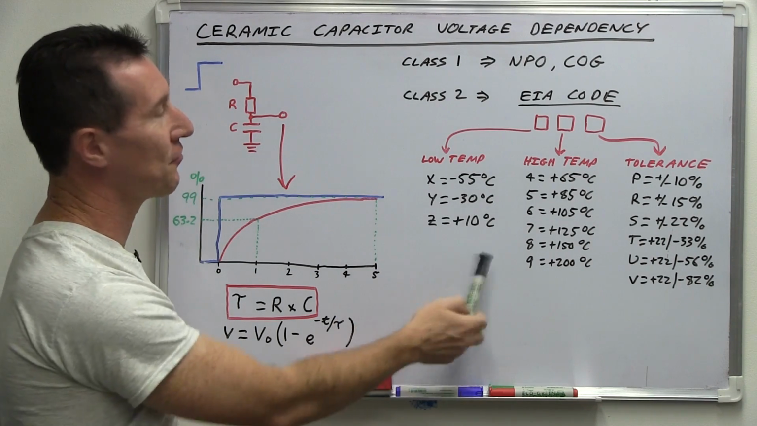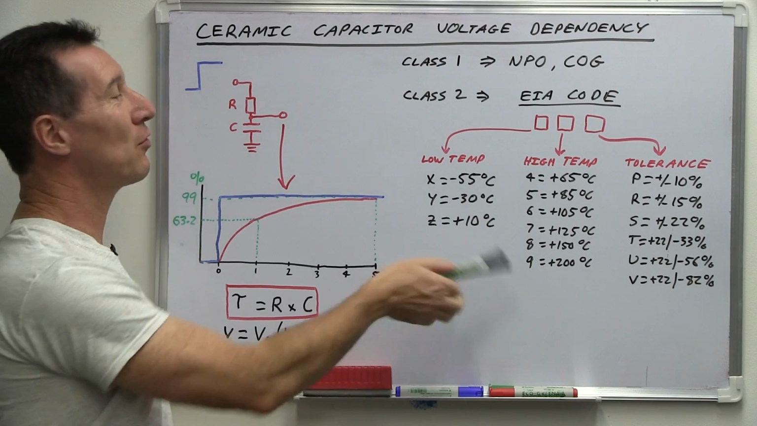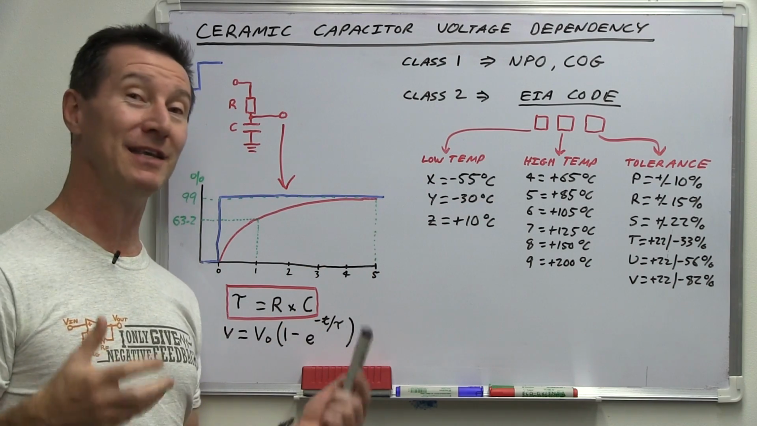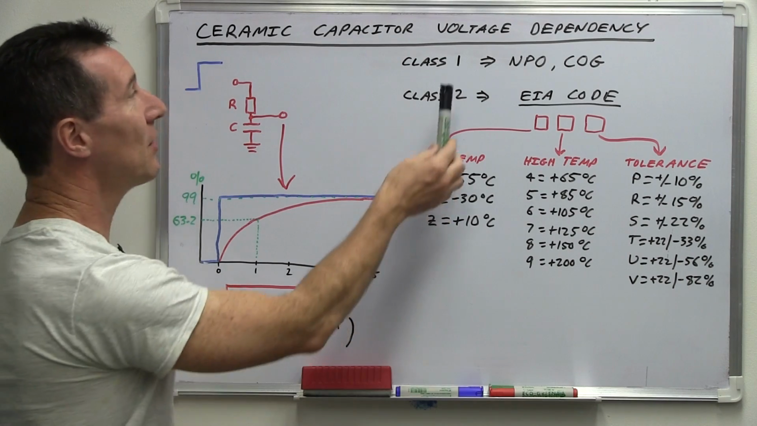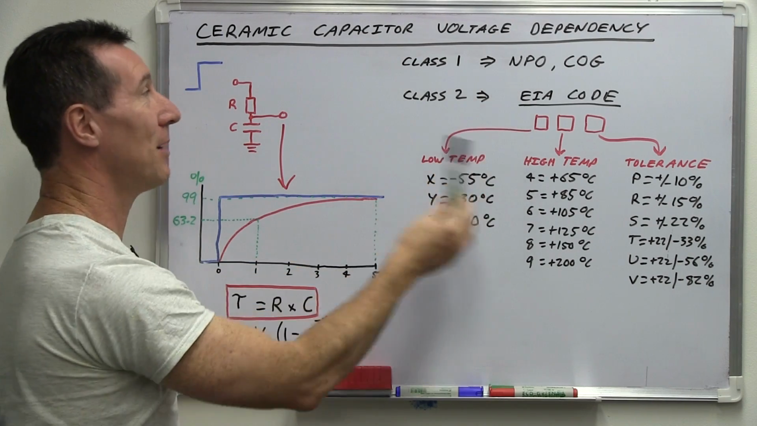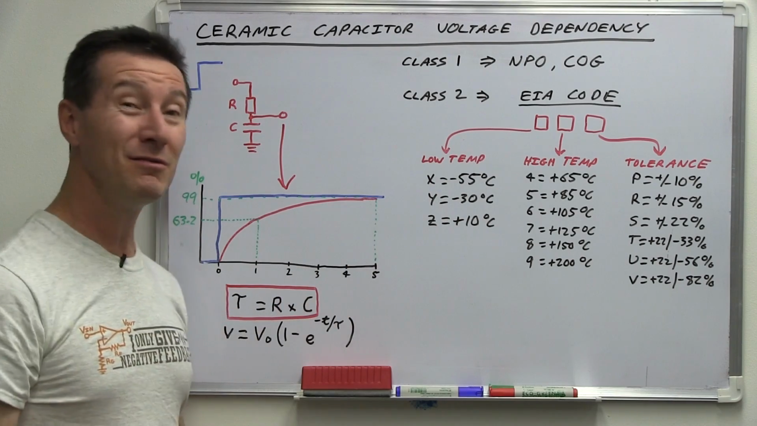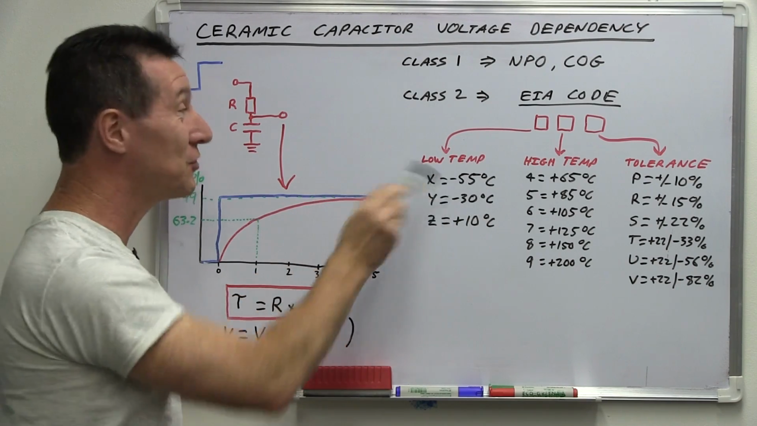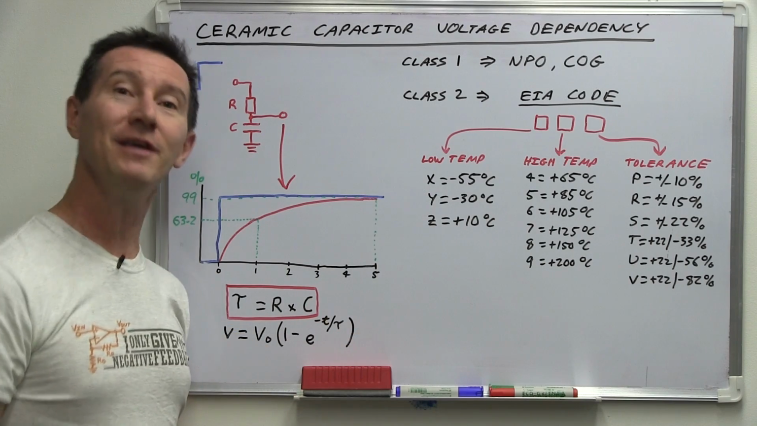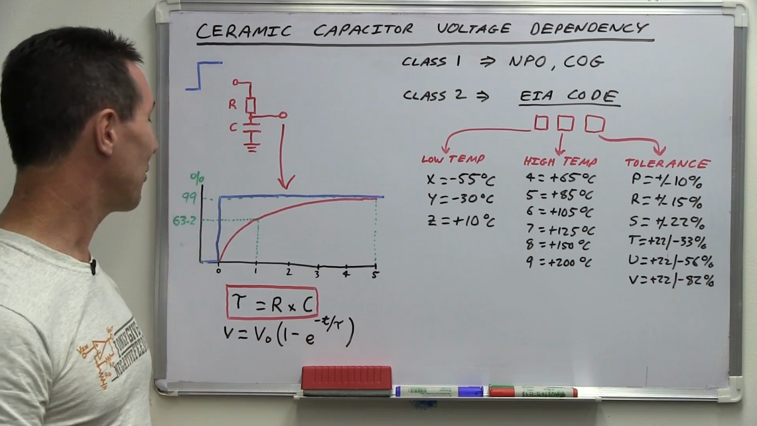There's a class 3 down here using yet more exotic materials and yet more unstable materials, again for ceramic capacitors. So pretty much class 1 is the most stable. Class 2, they're okay, but as we'll see, there are a few traps in there, and well, class 3 is even worse. So let's not go there.